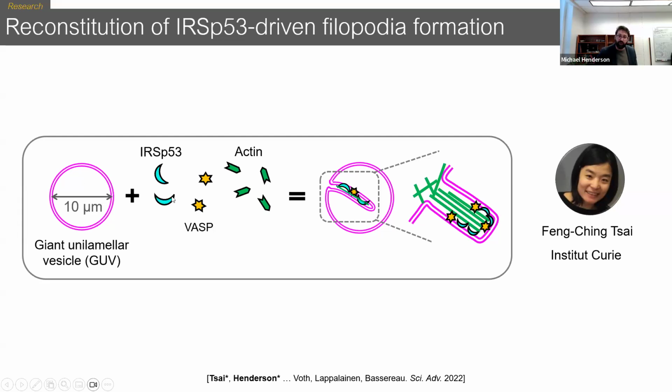We interface it with our curvature protein, IRSp53, with our polymerase, VASP, and with monomeric actin, with the hopes of seeing these proteins come together and assemble and form synthetic filopodia that will generate protrusions towards the interior of the GUV, because we're adding these proteins to the exterior of the GUV for simplicity.